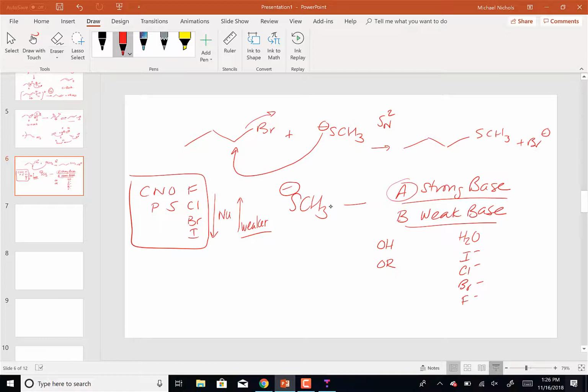Well, if OH isn't going to leave, OR isn't. Now, turn these around. What are those? They're strong bases. So if you had an SR, it would also be a strong base in that analogy. And it would be an even stronger nucleophile because S is below oxygen on the periodic table.